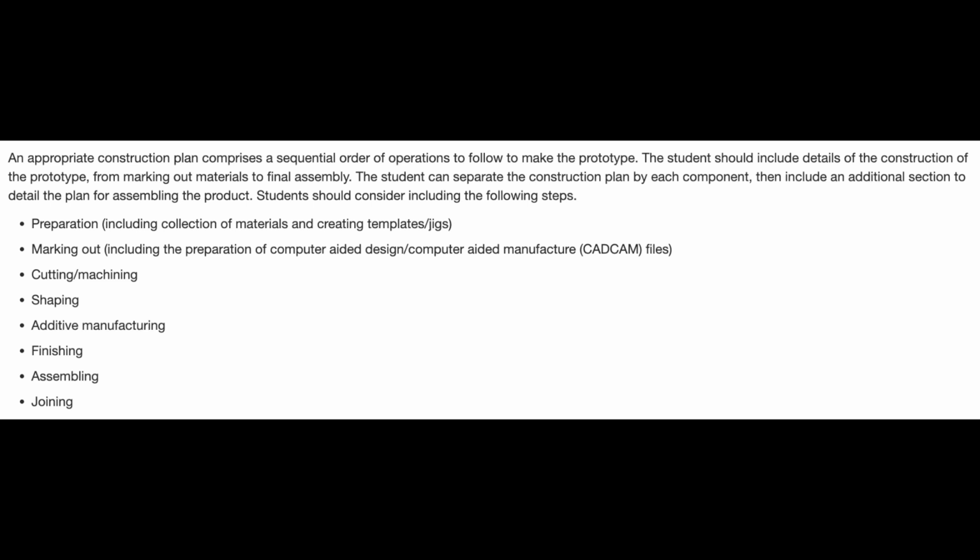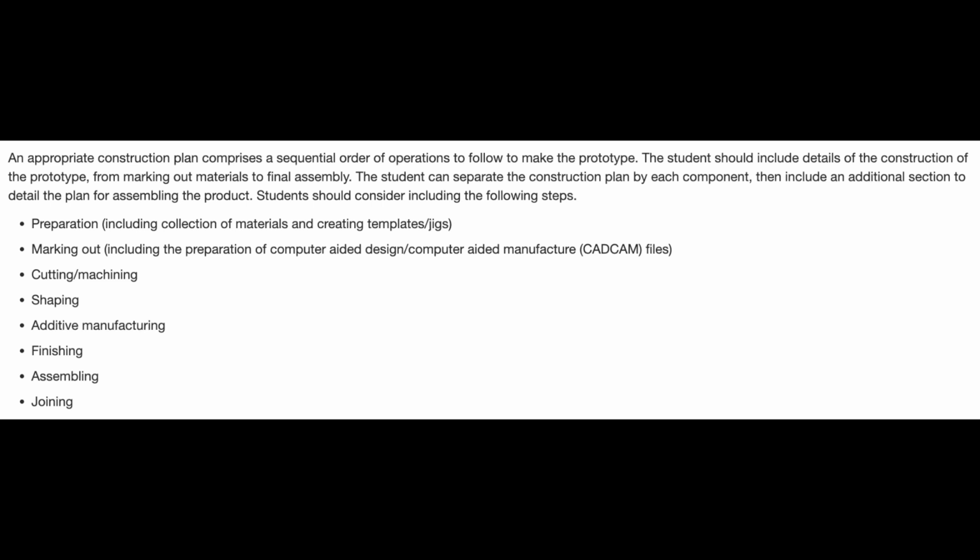You should include details of the construction of the prototype, from marking out the materials, so that is preparation and any sort of CAD files that you're doing, to final assembly. You should also separate the construction plan by each component, then include an additional section to detail the plan for assembling the product. You should include the following steps.